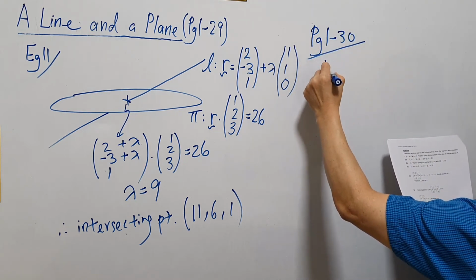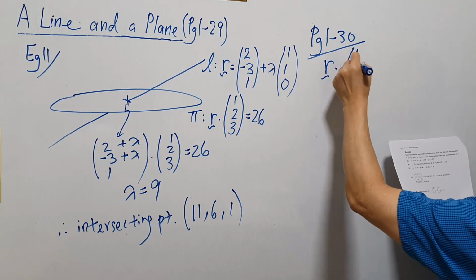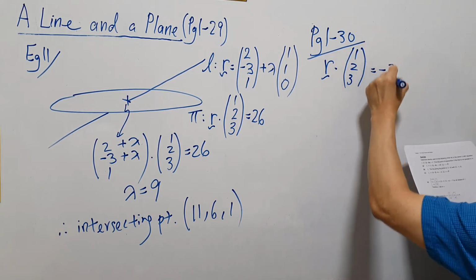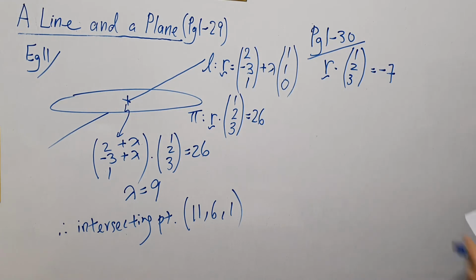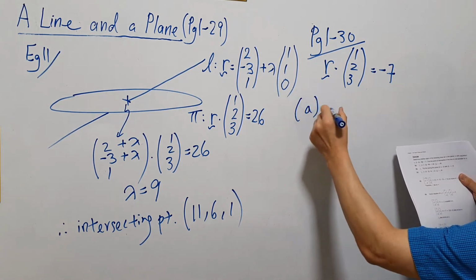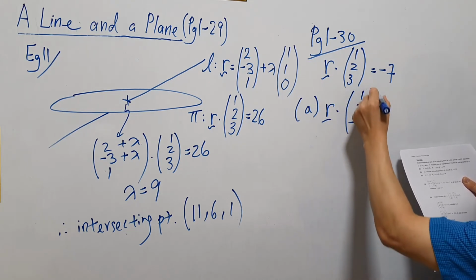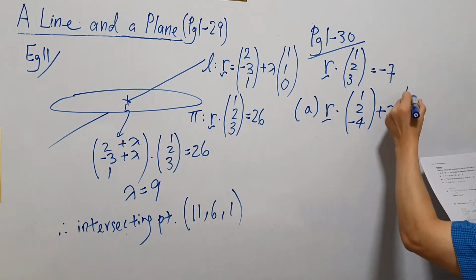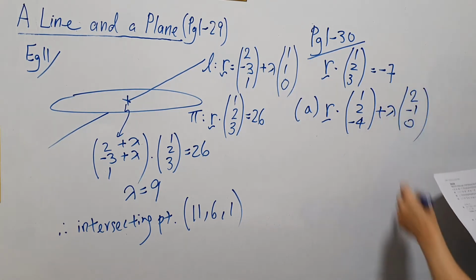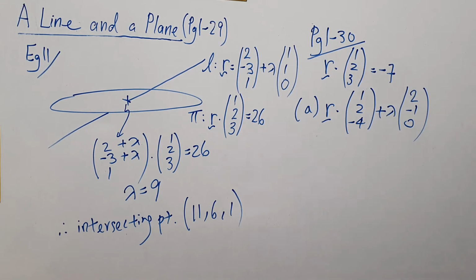This plane has this equation r dot (1, 2, 3) equals minus 7. Then in part A, it talks about a line like this: r dot (1, 2, minus 4) equals lambda of (2, minus 1, 0). So given a line and a plane, the next thing you want to ask is, is the line parallel to the plane?